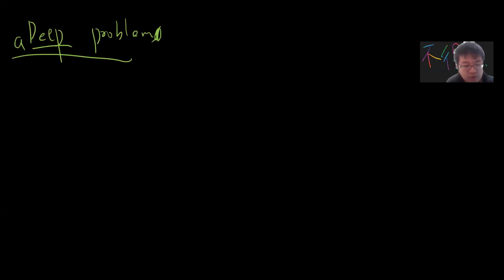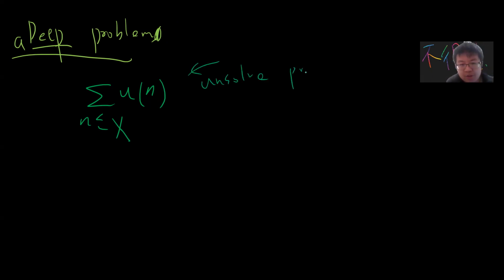But actually, the problem is how do you estimate these kinds of things, say the sum of mu of n where n is less than or equal to x? This is very deep, because you need to know the prime factor structure to try to estimate this. So these are very, very deep results. This is the famous unsolved problem: how to estimate these things.